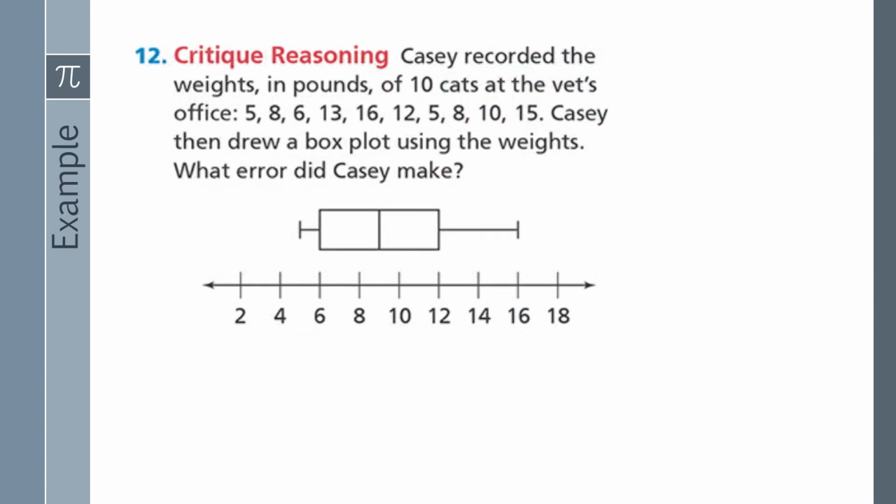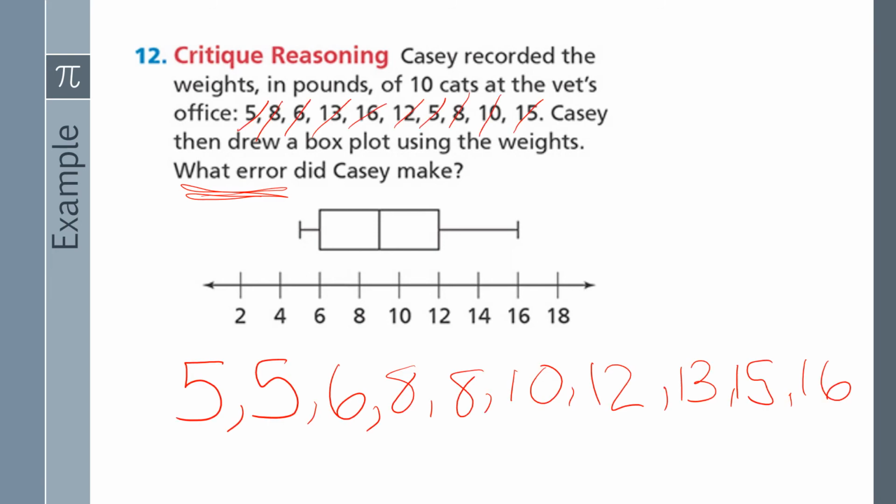Last question is asking us to find the error that Casey made. So let's read it together. It says, Casey recorded the weights in pounds of 10 cats at the vet's office. And then it labels all the data: 5, 8, 6, 13, 16, 12, 5, 8, 10, and 15. Casey then drew a box plot using the weights. What error did Casey make? So we basically have to find those 5 key points and see which one he might have done incorrectly. So we're going to label them first from least to greatest.